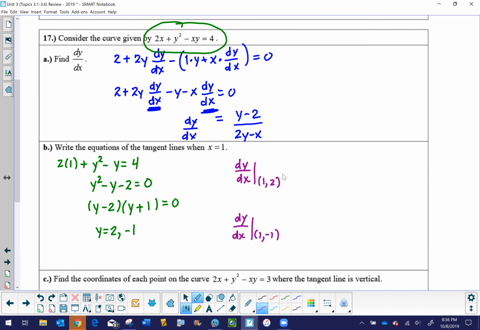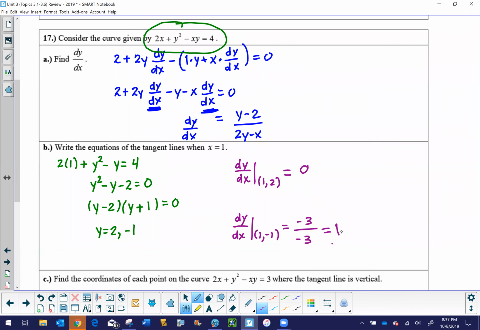So if we just replace the x's and y's with 1 and 2, up on top, this is going to be easy, guys. 2 minus 2 is 0. Now the denominator is going to be what? 4 minus 1, but that doesn't matter. So we have a slope of 0. That's easy. And then for this other slope, -1 minus 2 on top gives us -3. And then for the bottom, I've got -2 minus 1. I got -3. I want to double check that. 2 times -1, -2. Yep, that's right. So that slope is +1.